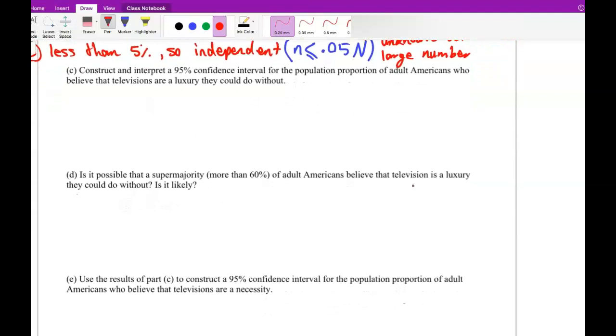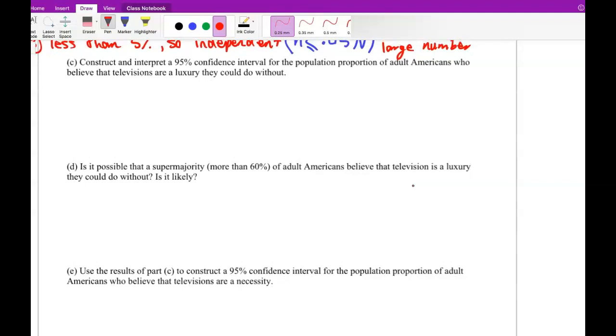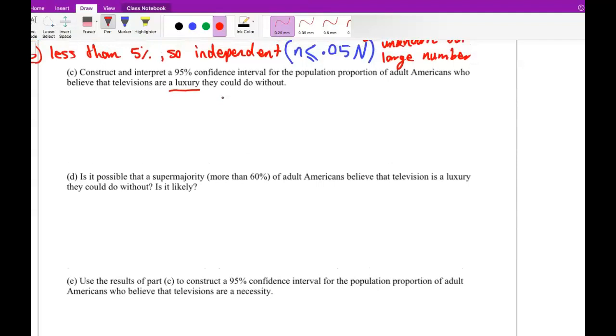Now part C, we should construct a 95% confidence interval for the population proportion of adult Americans who believe that televisions are a luxury that they could do without. Okay, so finding confidence interval.